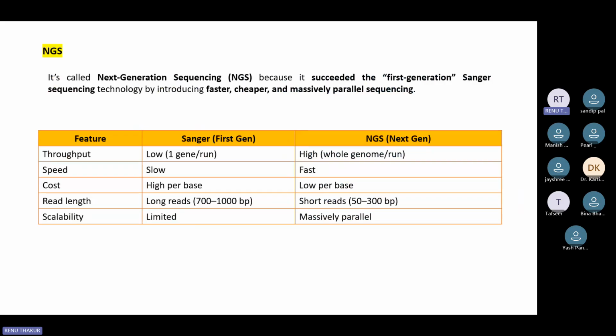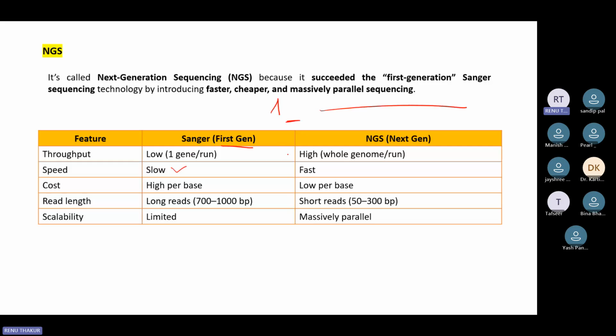So this is the difference between Sanger sequencing and next generation sequencing. Sanger sequencing is known as the first generation, and after the advancements it is known as next generation sequencing. The throughput was low, it can only do one gene per run, but NGS can do the whole genome per run. So you can imagine that NGS can go whole genome per run and Sanger can only do one gene per run. The speed is very slow.